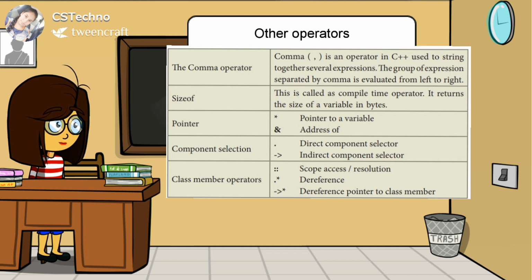First, the comma operator. Comma operator is used to separate expressions by using commas. Second one is the sizeof operator. It is used to return the size of a variable. Third one is pointer. Pointer is used to hold the address of another variable. Fourth one is component selection. It is used to select the data members of a class. And the last one is class member operators. It is used to access the public members of the class, which are classes, functions, data items, etc.